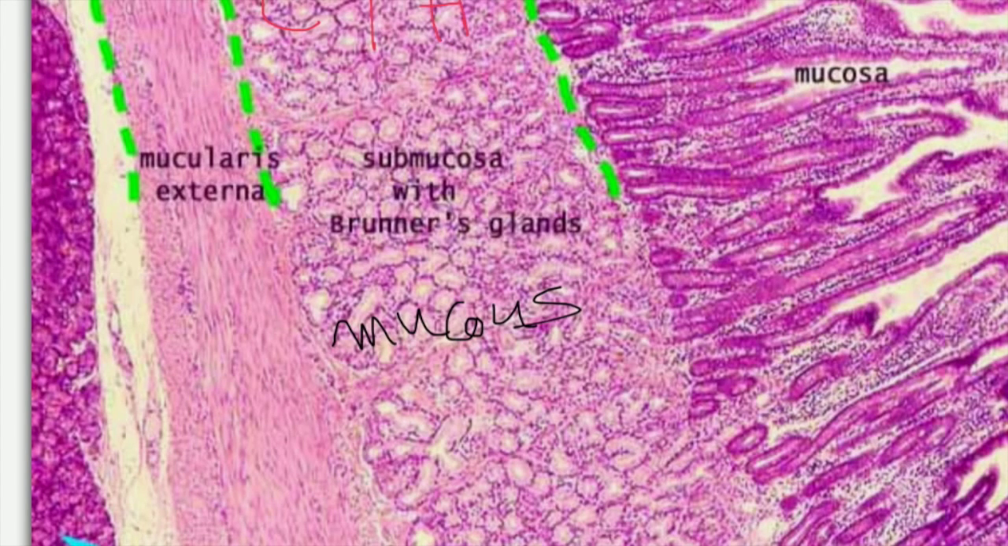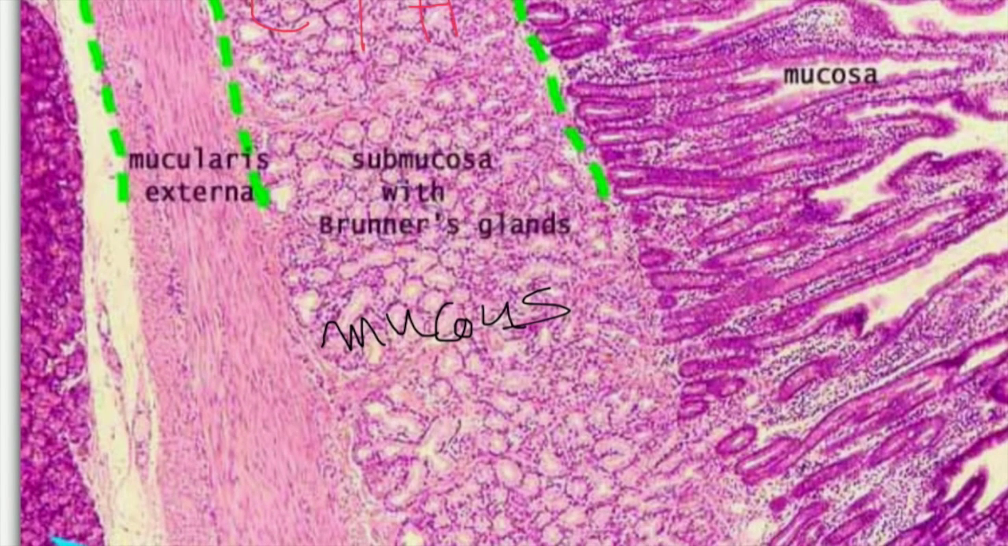Also, you should remember that the villi here are characterized by being broad and long and leaf-like. Here in the duodenum, the villi are characterized by being long, broad, and leaf-like.